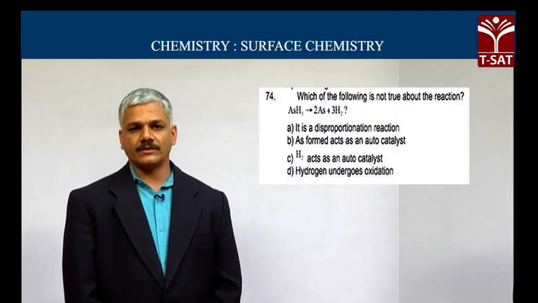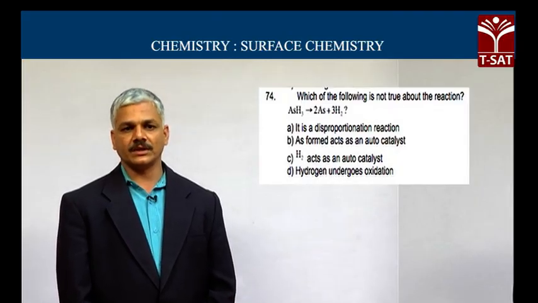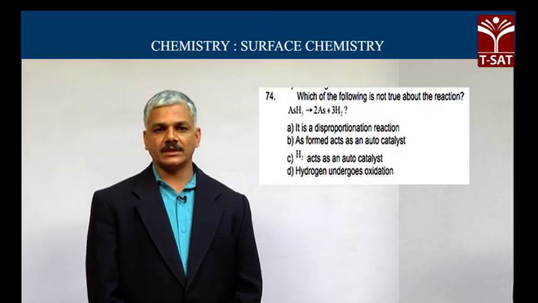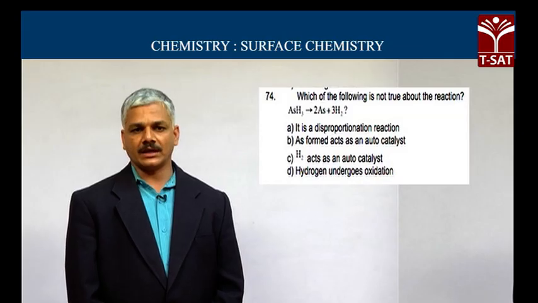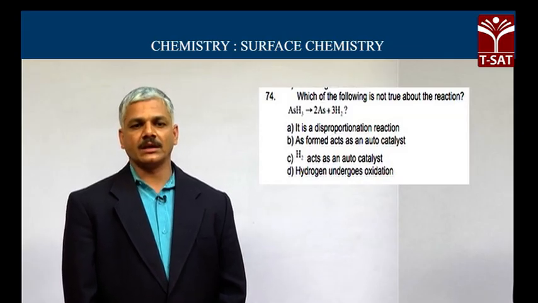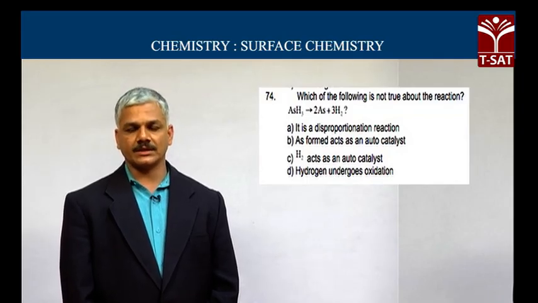74. Which of the following is not true about the decomposition of arsine? Given options are: it is a disproportionation reaction; arsenic formed acts as an autocatalyst; hydrogen acts as an autocatalyst; hydrogen undergoes oxidation. Correct option is C.